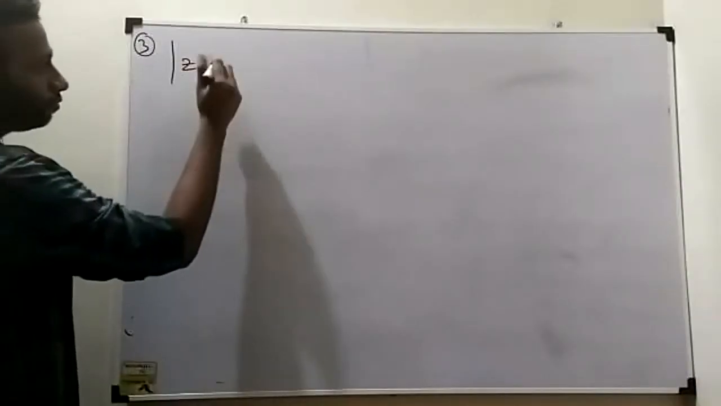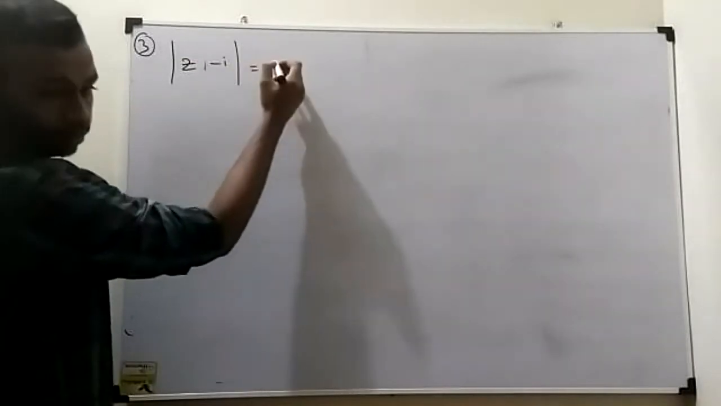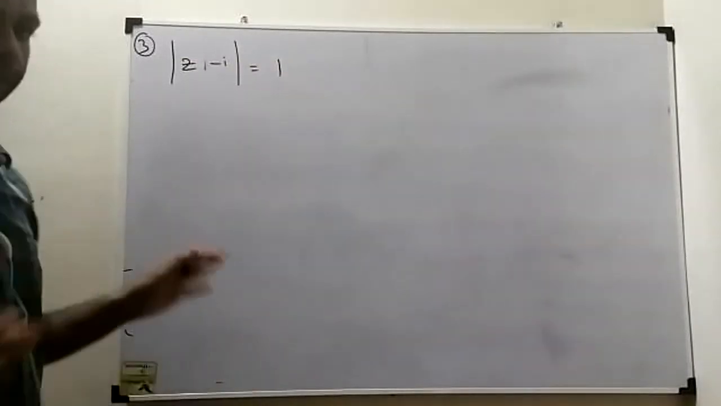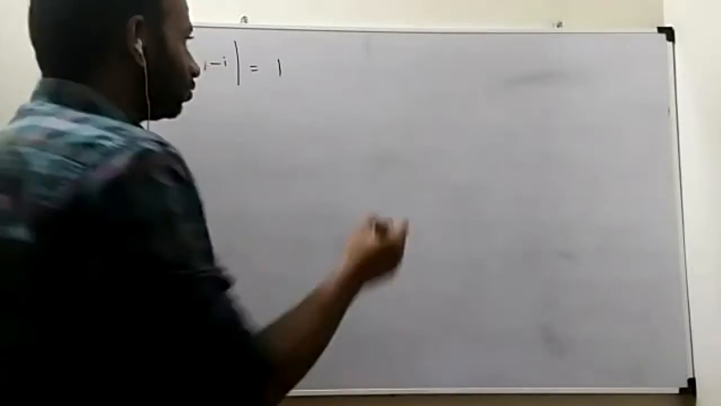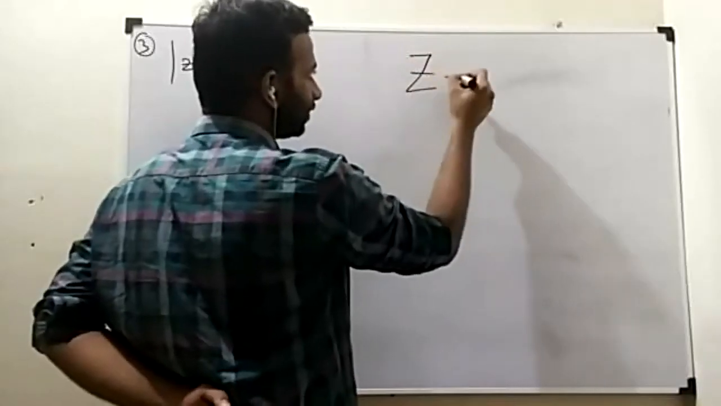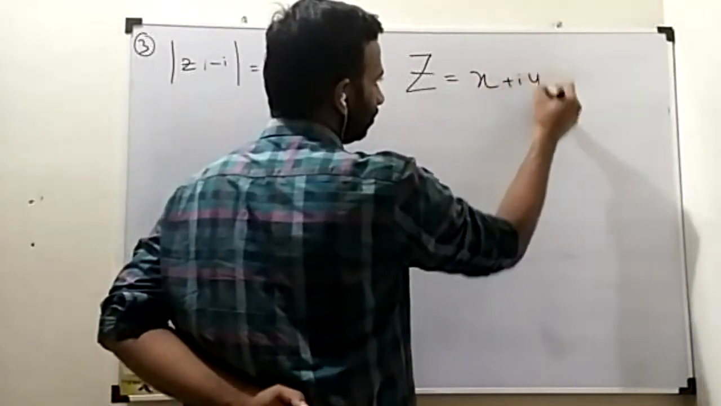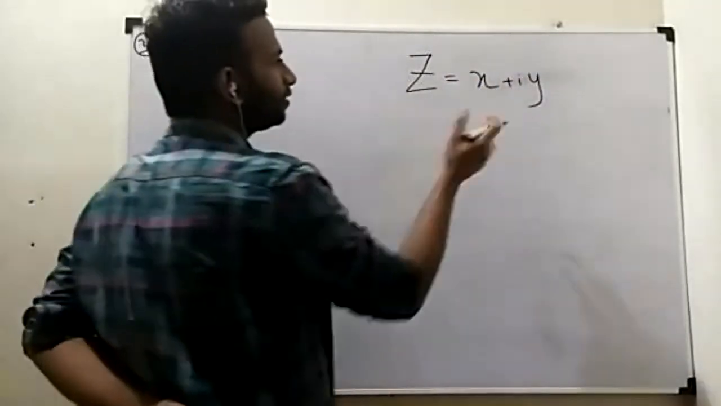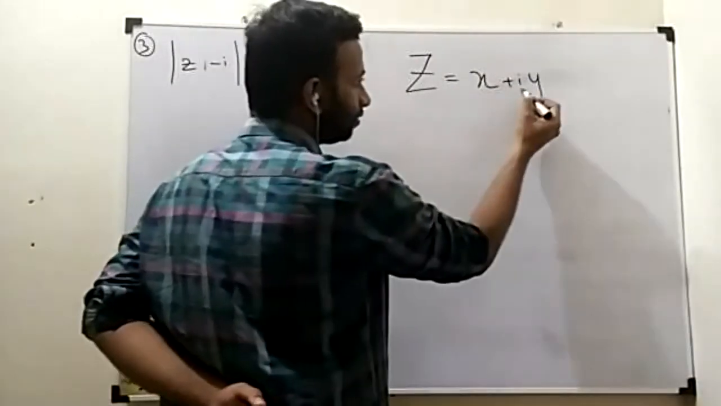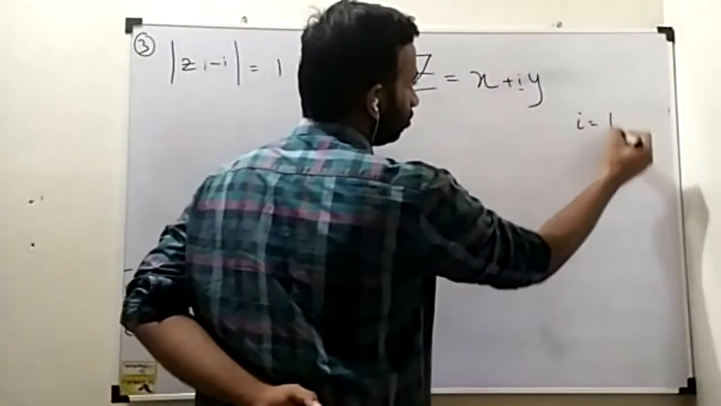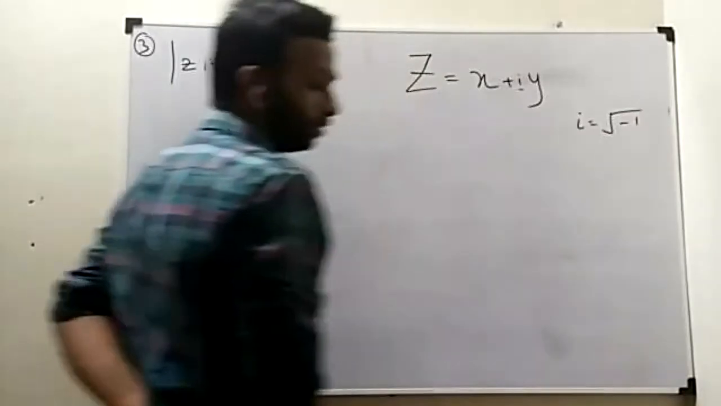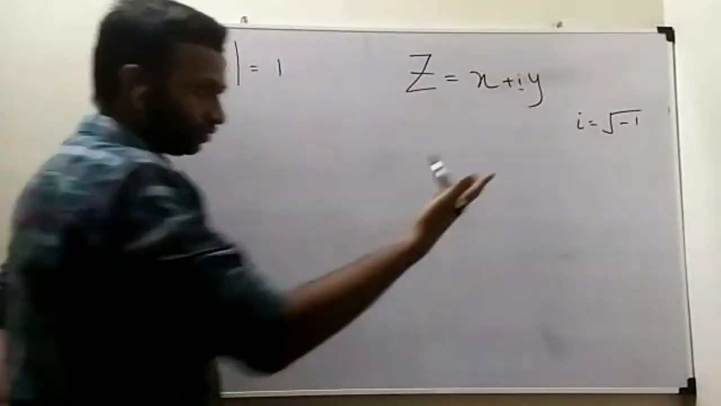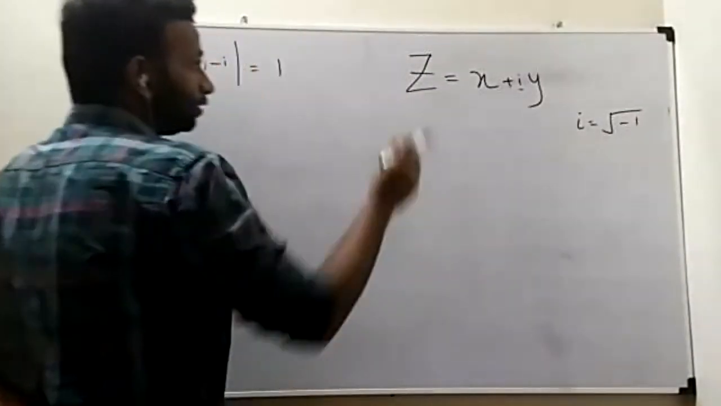It's given in this question number 3: modulus Z minus i is equal to 1. So the theory you need to know to draw this is this. If you have a complex number, Z can be written as x plus iy. A complex number just means a number with this i value. What is i? i is equal to root minus 1. So we can't represent this in a normal diagram, so we call it a complex number.